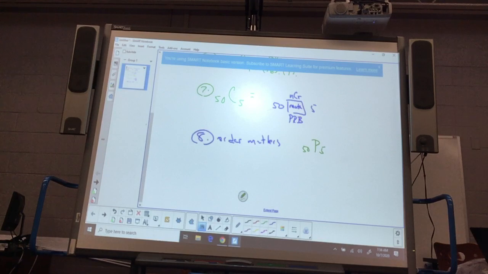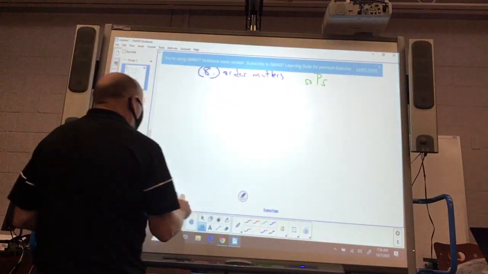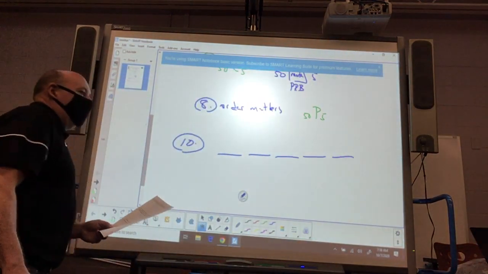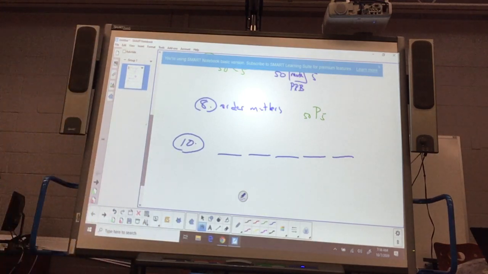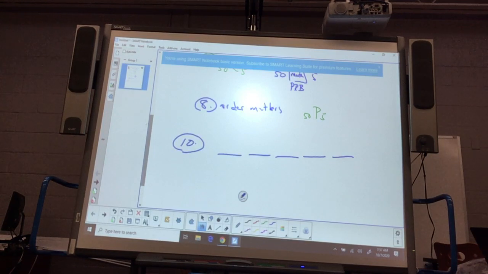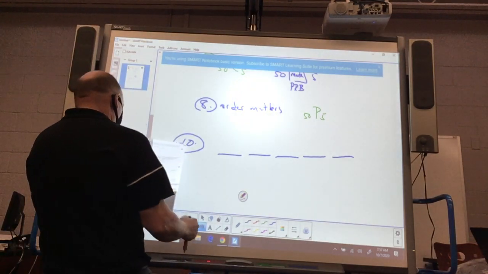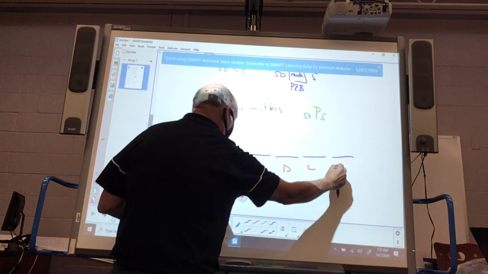If we take a look at 10. A license plate has 1 letter, followed by 2 digits, and then finally 2 letters. Okay, if you haven't done it, you should be doing it. So get your 5 blanks down. Under each blank, is it a letter or a number? Just put L or D for a digit. We have a letter, a digit, a digit, a letter, a letter.